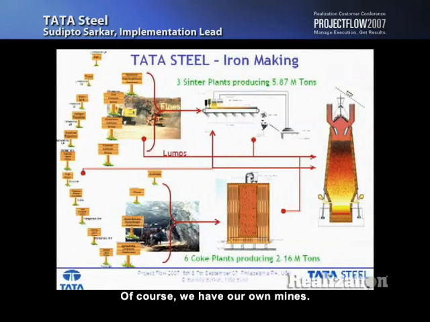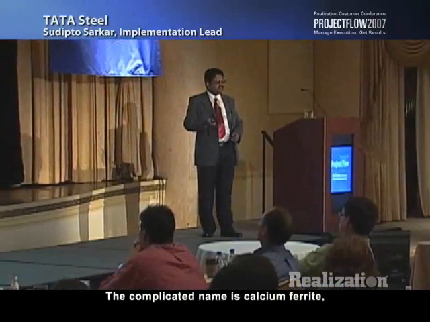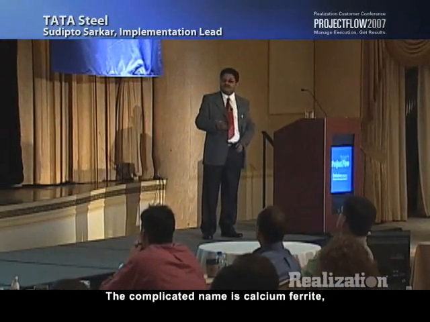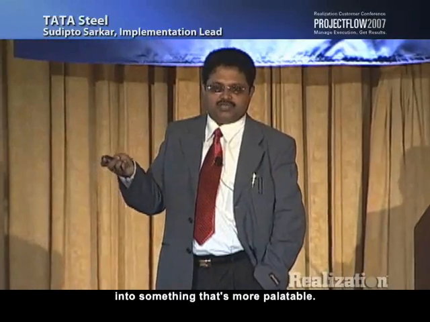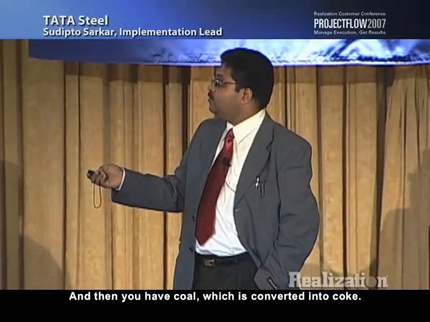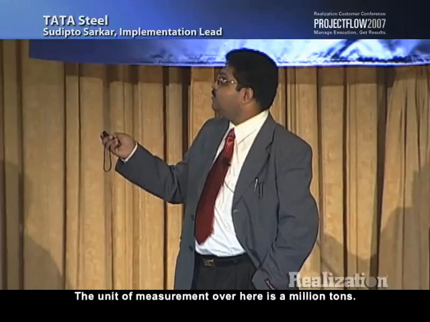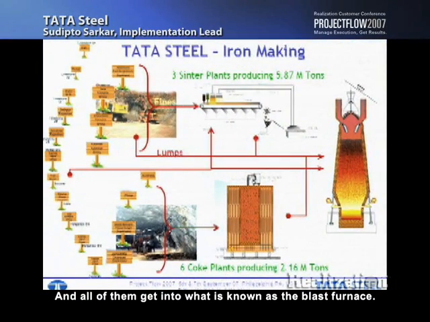Of course, we have our own mines. And then from mines, there are certain sinter plants. The complicated name is calcium ferrite, but we actually half cook the rocks into something that's more palatable. And then you have coal, which is converted into coke. These are the plants. The unit of measurement over here is million tons. And all of them get into what is known as the blast furnace.